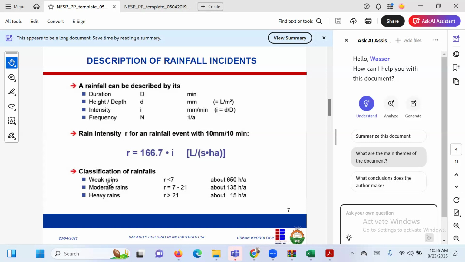So we also try to classify rainfall. We said any rainfall that is up to 650 hectare per year is classified as a weak rain, and heavy rain is the one where the rain is. This is an old formula. I'll give us the new formula. Let's forget this formula.